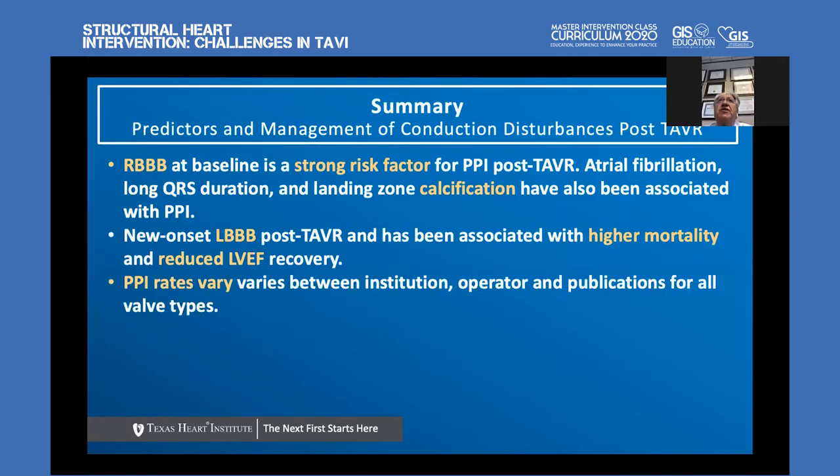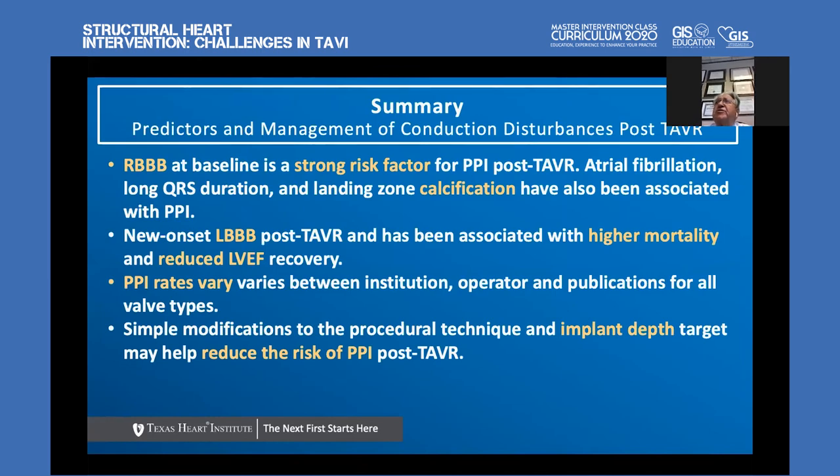Next slide. So in summary, as far as predictors and management of conduction disturbances post TAVR, it is clearly shown from the literature that right bundle branch block at baseline is one of the strongest risk factors for permanent pacemaker implantation post TAVR, but also atrial fibrillation, prolonged QRS interval, and landing zone calcification have been shown to play a significant role as well. The new onset left bundle branch block has been associated with higher mortality in certain studies and reduced left ventricular ejection fraction recovery after TAVR. The permanent pacemaker implantation rates vary between institutions and also operators and their experience, and also publications, for all valve types, but particularly for certain self-expanding valves.